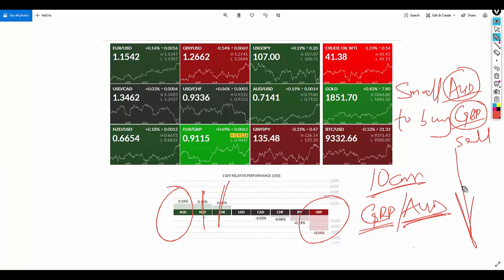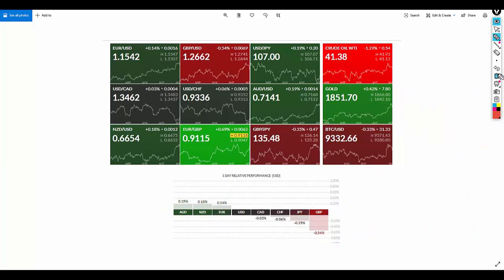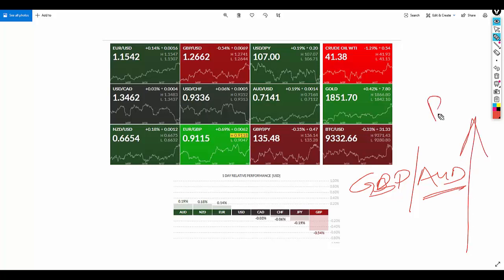But otherwise, let's assume that pounds is greater than Australian dollar. That means we're going to need more Australian dollar to buy pounds. In this case, the market is going up. That means we need to buy.